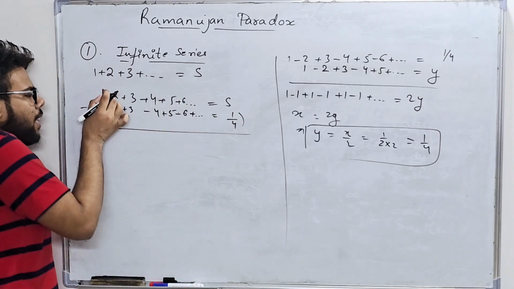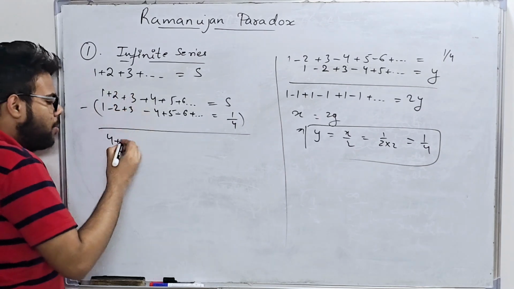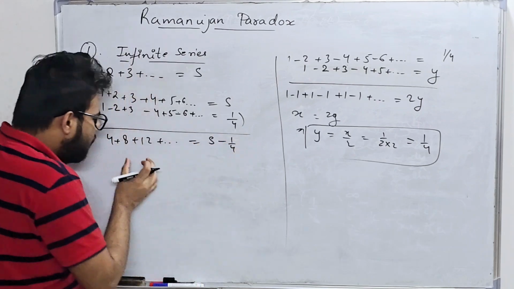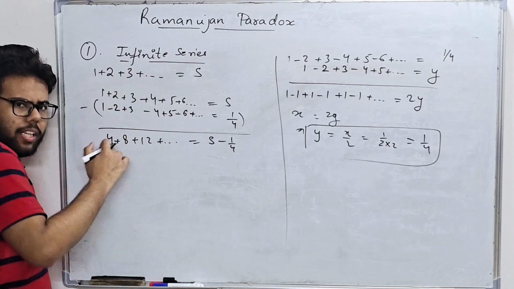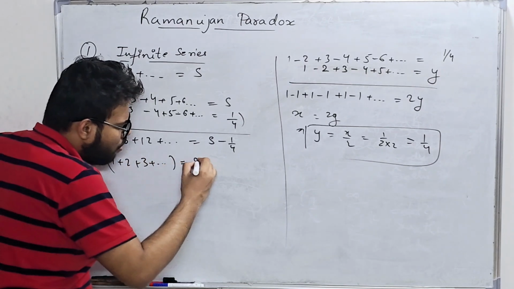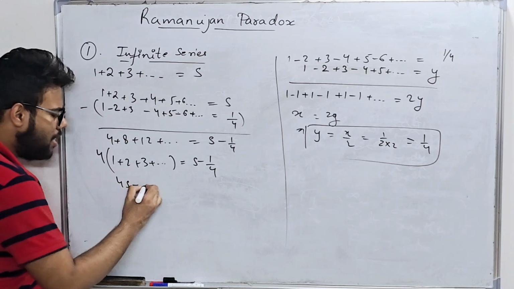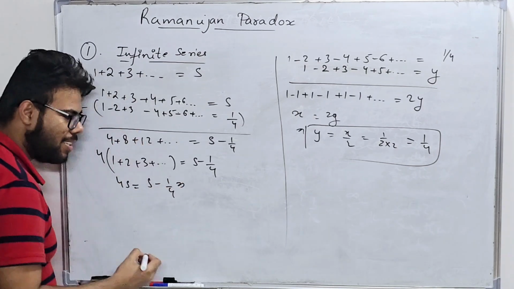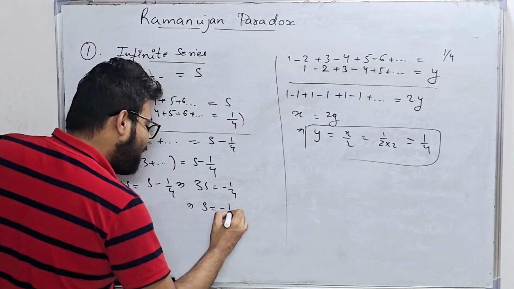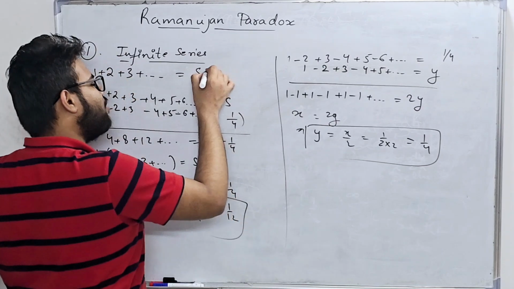When you subtract, 1 and 1 cancel, 2 and 2 add, so 4, this cancels, and it becomes 8 plus 12. And what is it? Take 4 as common. 1 plus 2 plus 3 is equal to s minus 1 by 4. So what is it? It is equal to s. So 4s is equal to s minus 1 by 4, which implies 3s is equal to minus 1 by 4, implies that s is equal to minus 1 by 12, which means we have proved mathematically that it is equal to minus 1 by 12.